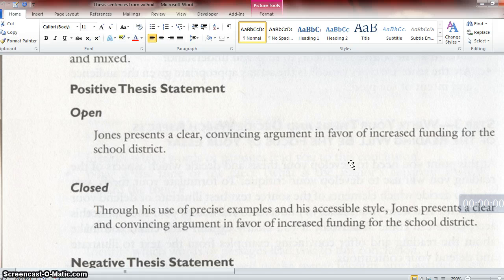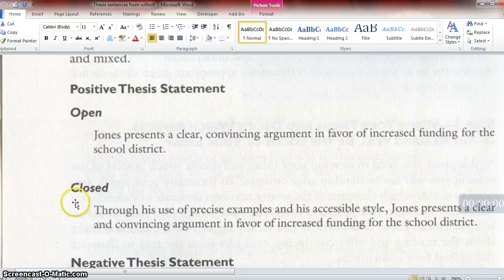So you can tell that if you're reading a paper, this sounds like a newspaper article. It sounds like the topic is about Jones' presentation. Someone else is writing about it. You get the impression that they're positive about it, but this is also an open thesis because we don't know exactly why they're positive about the presentation. So we get an idea that the paper is going to be about the convincing arguments he made, but we don't know what those are. So it's still positive, but it's open in that we don't know exactly what they're going to talk about.